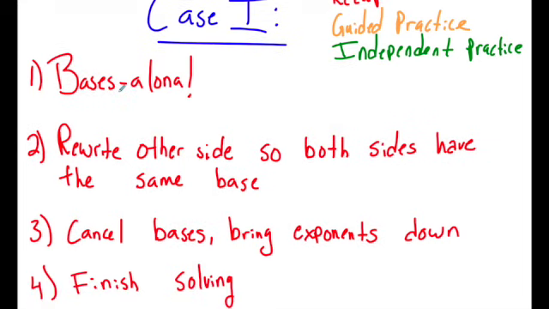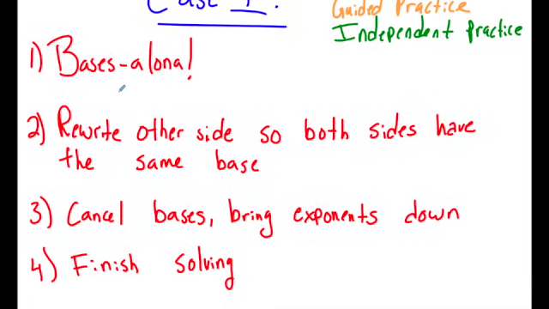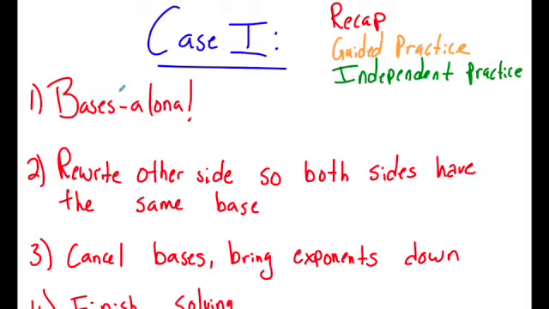So case one is the first case. And in case one, it's what we might call the quote-unquote easier case. So the first thing you always want to do is get the base alone. And that's, remember, what we call bases alone. So if you have an equation, and let's say our equation is, like we just saw, 2 times 3 to the x plus 2 is equal to 20. Okay, the first thing you're going to want to do is get the base alone.